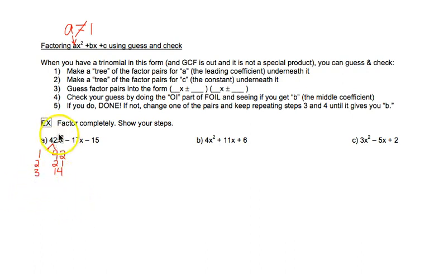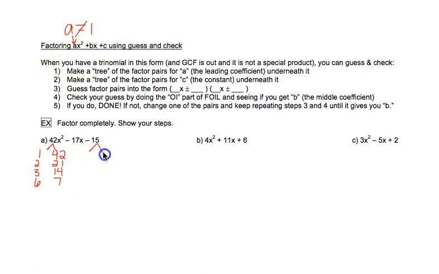We know it's not divisible by 5 because it doesn't end in 5 or 0. So then we try 6. 42 divided by 6, yes, it's 6 times 7. Now, I know I'm done because the next number in this list would be 7, and I've already got that on the other side. So I'm done with step 1.